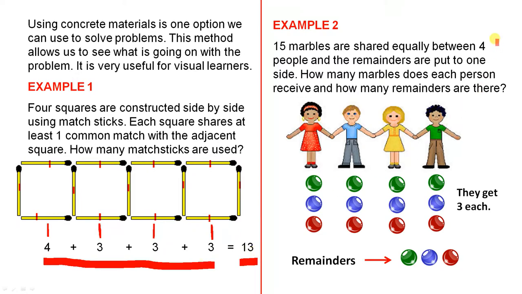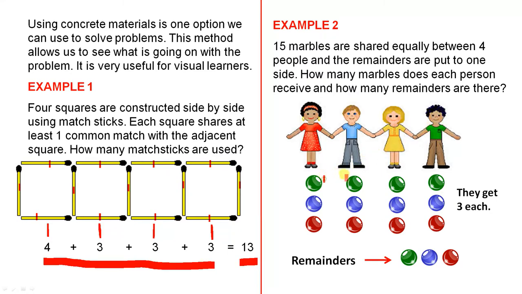Example 2. 15 marbles are shared equally between 4 people, and the remainders are put to one side. How many marbles does each person receive, and how many remainders are there? Let's pretend the 15 marbles are in a box. There are the 4 people, so start sharing them out.